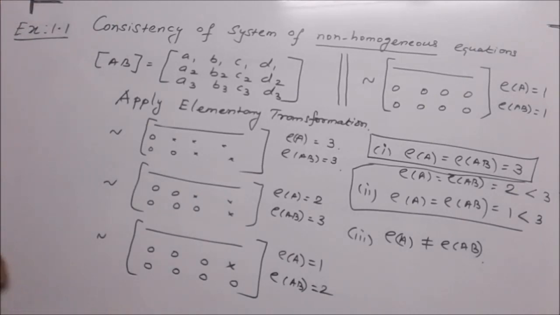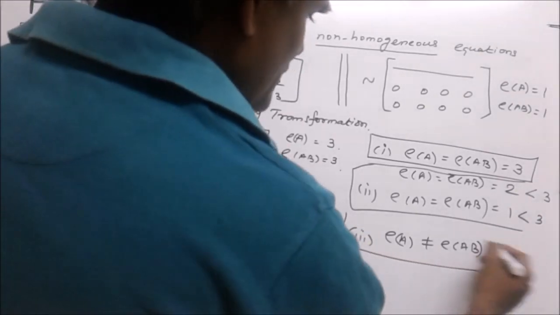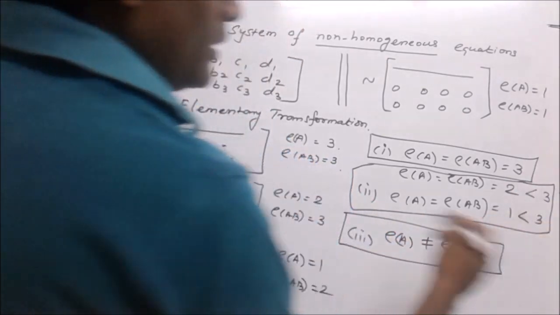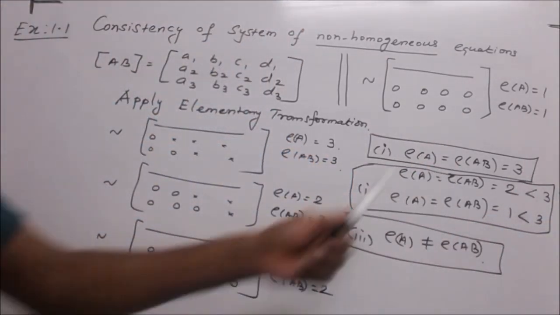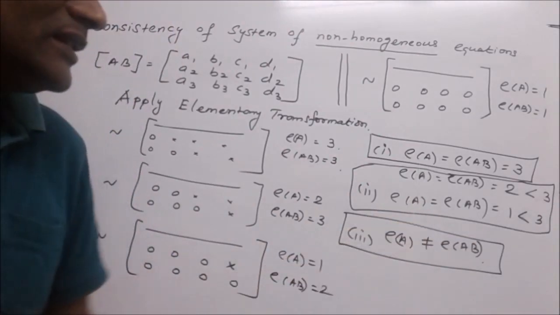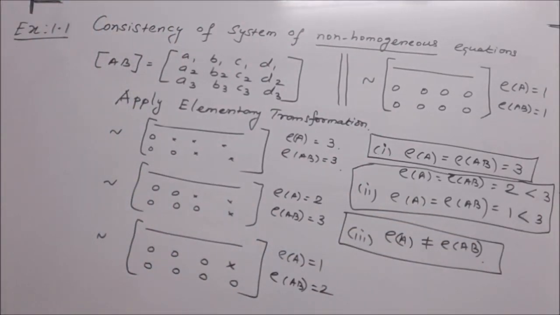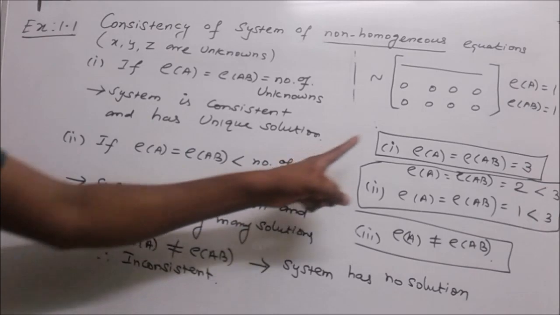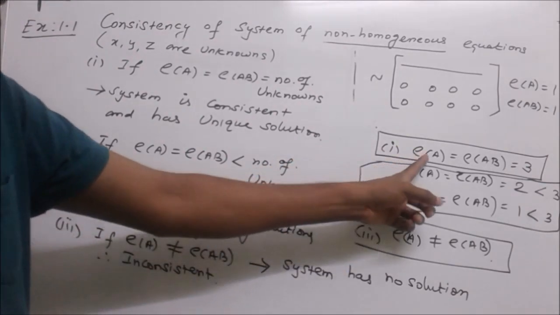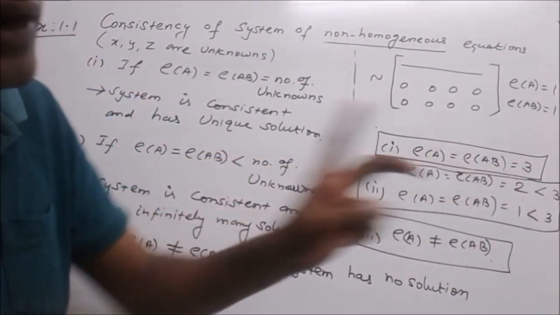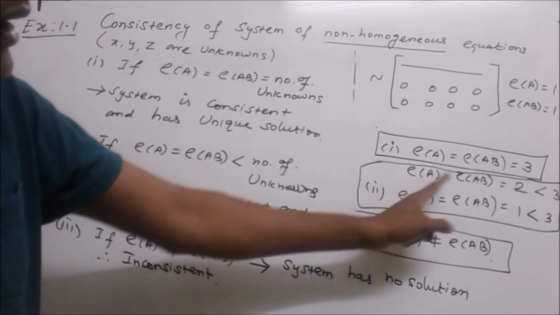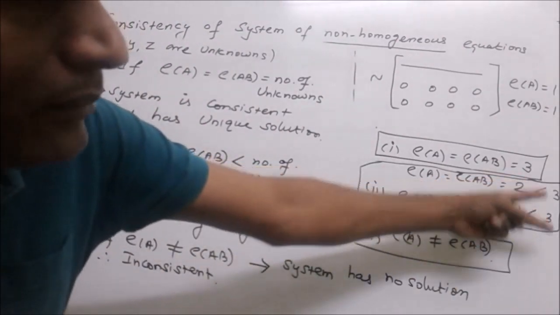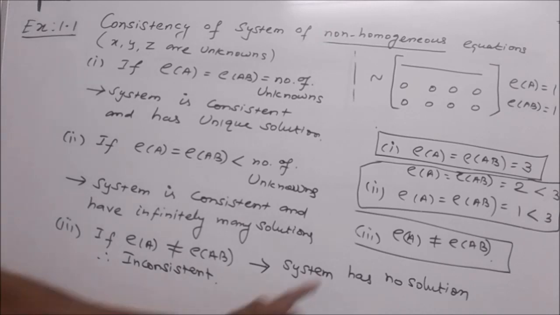Okay. Now, what is the difference between these three cases? How can we associate the consistency to the three conditions? Okay, we can conclude the consistency now. There are three cases. One is rank of A equal to rank of AB equal to 3, equal to number of unknowns. Second case is rank of A equal to rank of AB but less than number of unknowns. The third case is rank of A is not equal to rank of AB.